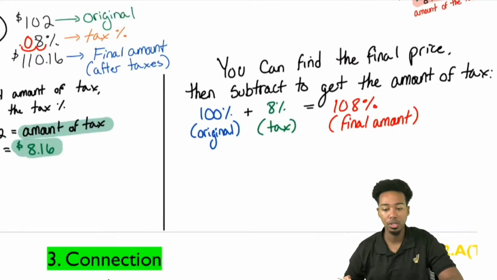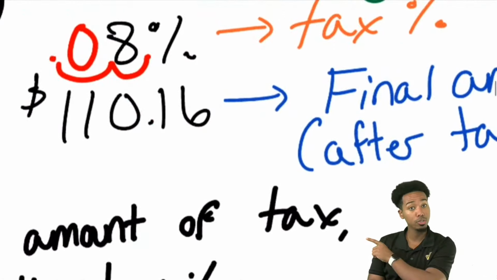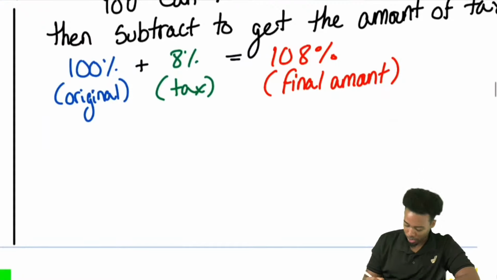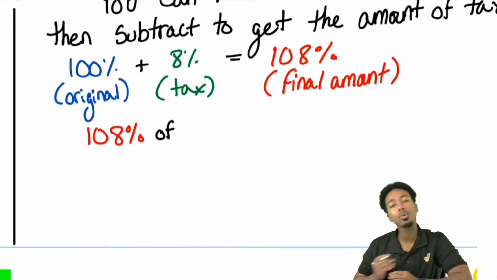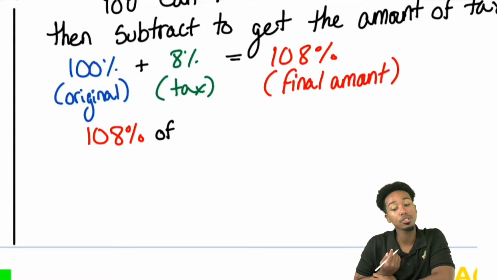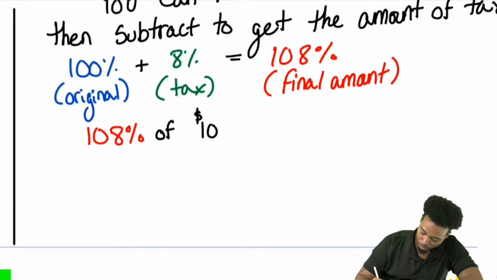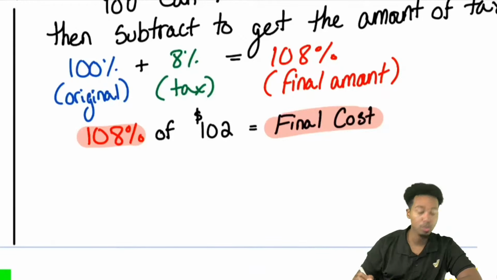And here's how that would look to prove it to you. Because remember, we know what the final amount is. We know it's $110.16. I'm going to show you how to get there right now. We're going to say 108% of, and what was the original dollar amount again? $102 is going to equal the final cost. Because again, the 108% represents the final cost. So these are going to represent the same thing.